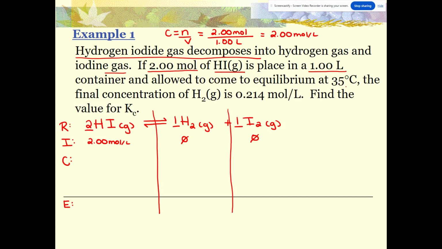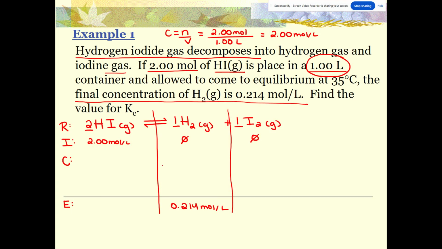Now we are told that the final or equilibrium concentration of H2 is 0.214 moles per liter, which is this value down here. Again, if you were given moles there, you would divide by your volume to get concentration. Now I have enough information to find the change that my hydrogen gas is going through. I know it started at 0 and it ended at 0.214.